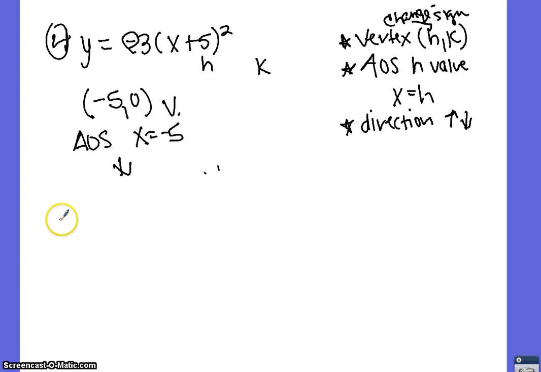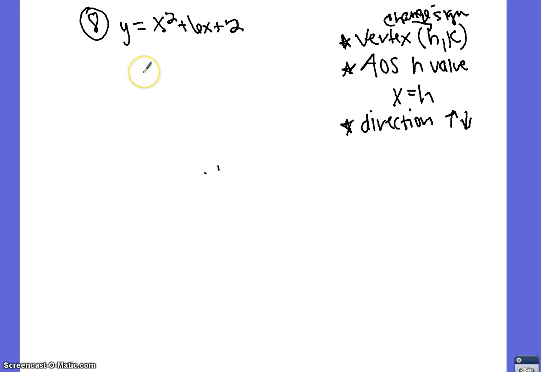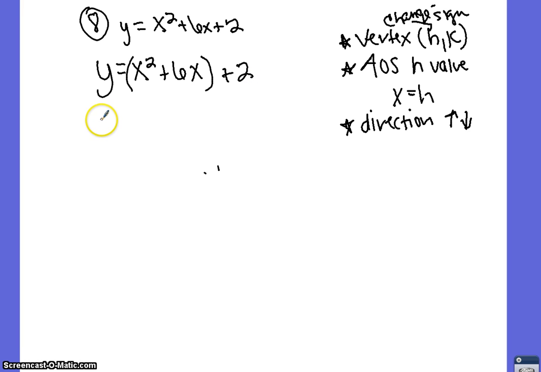Okay, so let's look at one more. Let's look at problem number 8. Okay, problem number 8 says I have y equals x squared plus 6x plus 2. So in this one, I'm actually going to work it really similar to problem number 2. I have to turn it into vertex form. So I'm actually going to factor my first two terms. So what I have in common on my first two terms, when I rewrite it, I have x squared.